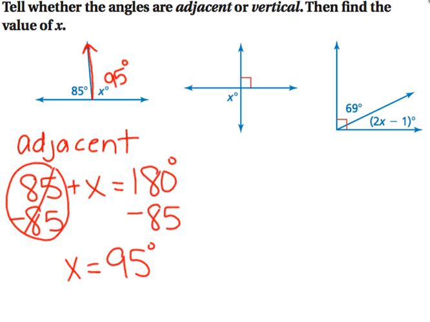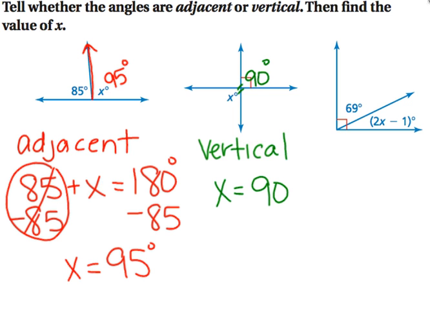All right, second one, these two angles are opposite of each other. So I'm going to label those ones as vertical. And when I have vertical angles, those are always going to be congruent to each other. So that means they're going to be equal. And I could just write down that x equals 90 degrees, since this is 90 degrees right there. And then I'll also add the degree symbol.